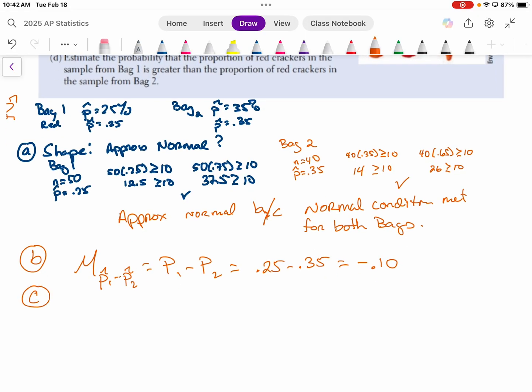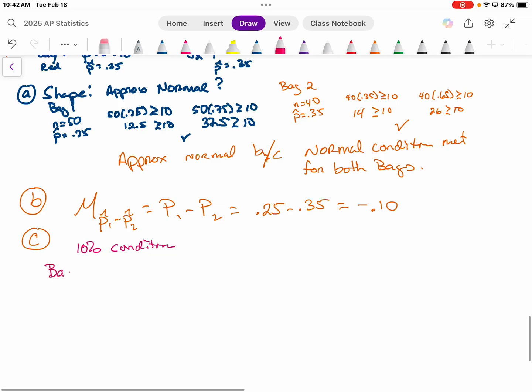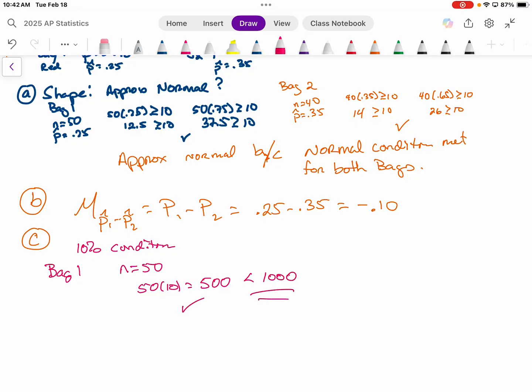Part C, they asked us to calculate and interpret the standard deviation. Verify the 10% conditions met. All right, so first, before we do the calculation, let's do the 10% condition. For bag 1, our N is equal to 50. 50 times 10 is equal to 500. That is less than the 1,000 that they said was in the bag. So we're good on that one.